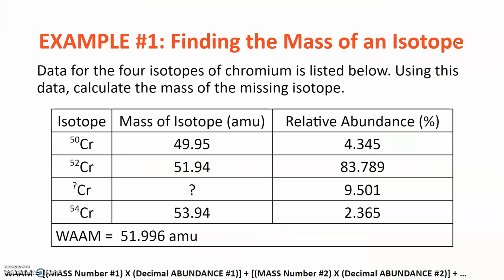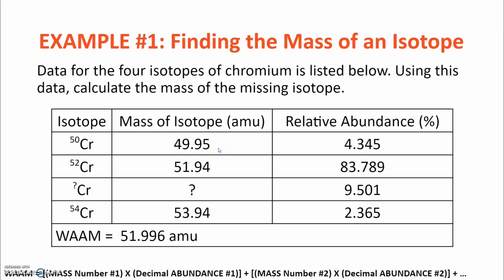There are some different iterations of how you can use the WAAM formula to find different information about isotopes. So data for the 4 isotopes of chromium is listed below. Use this data to calculate the mass of the missing isotope. So we've got chromium-50, chromium-52, unknown chromium, and chromium-54.